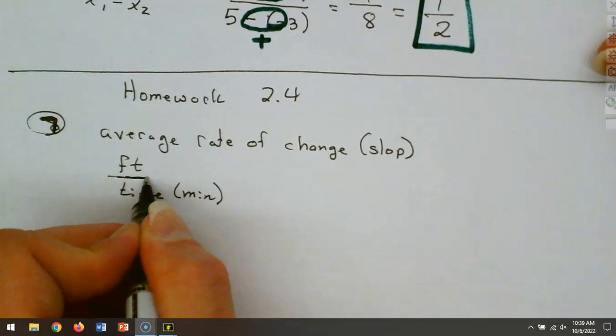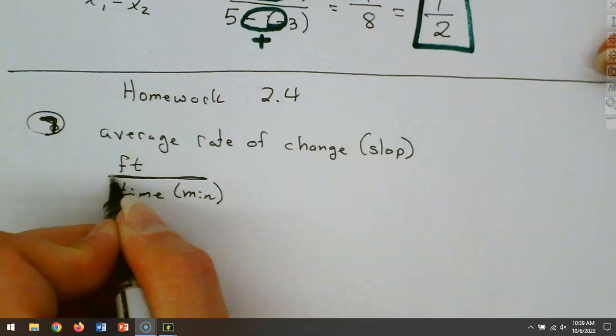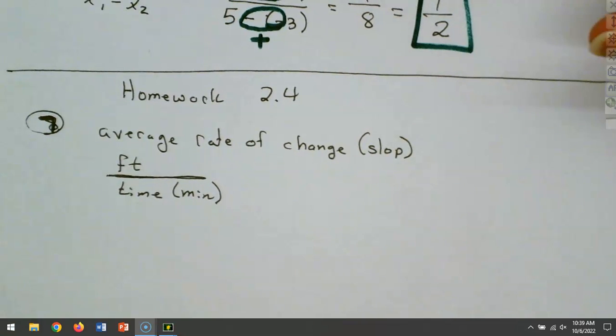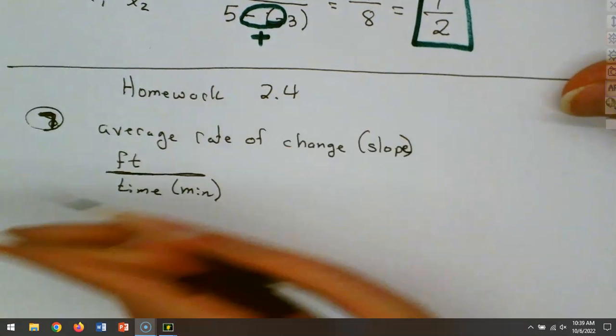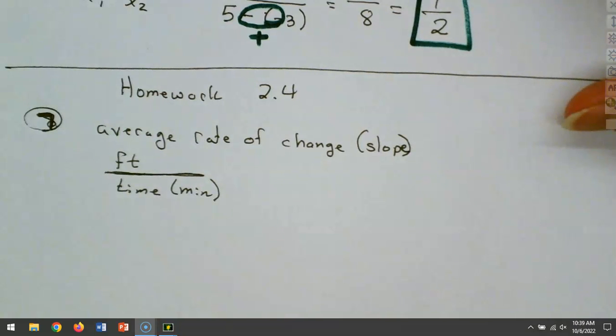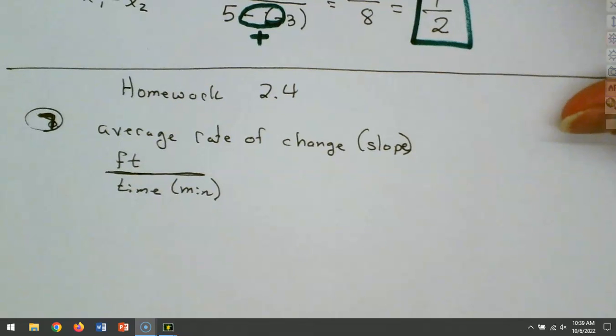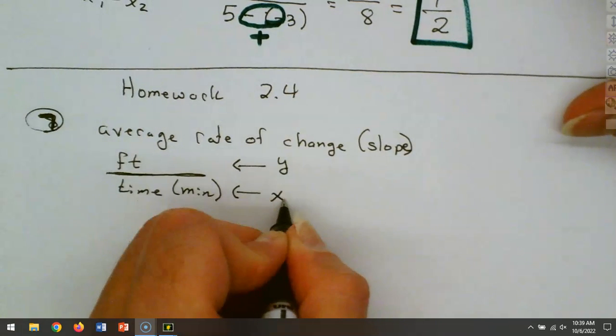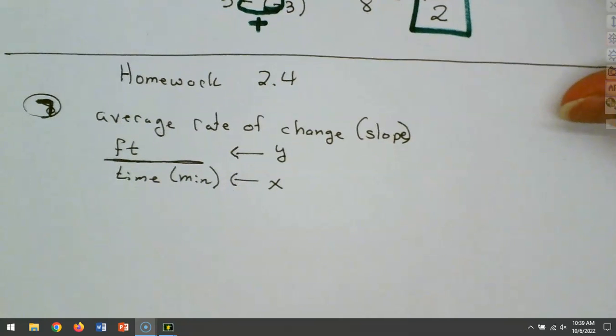We have to make sure we label these correctly. So when I look at this, my average rate of change is the slope. Okay, it's feet per minute. Per means divide. So what do we know about the slope? Rise over run. Y goes on the top, X goes down below. Right, because that's your time.